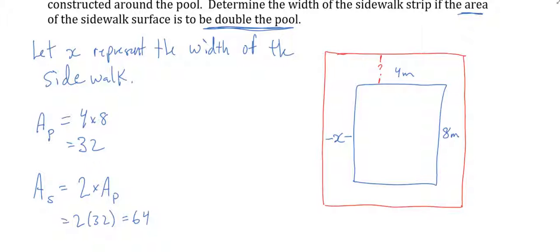So we've got the area of the sidewalk, but I don't have dimensions for the sidewalk. So the other thing we have to do is find the dimensions of the sidewalk. How am I going to do that? In other words, what is this distance, and what is this distance? We don't know them exactly. If I knew them exactly, the question would be done. So we have to write an expression for them. How do you do that?